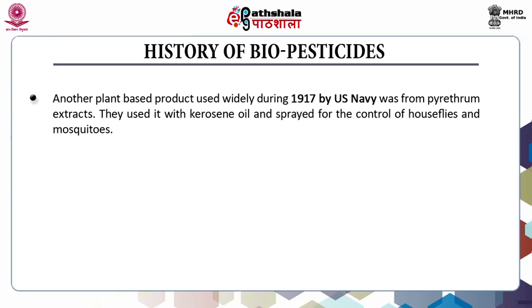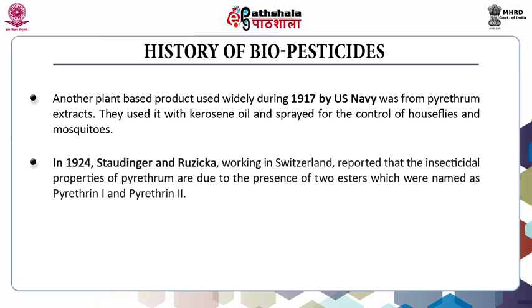Another plant-based product used widely during 1917 by the US Navy was from pyrethrum extracts. They used it with kerosene oil and sprayed it for the control of house flies and mosquitoes. In 1924, Staudinger and Ruzicka, working in Switzerland, reported that the insecticidal properties of pyrethrum are due to the presence of two esters which were named pyrethrin 1 and pyrethrin 2.